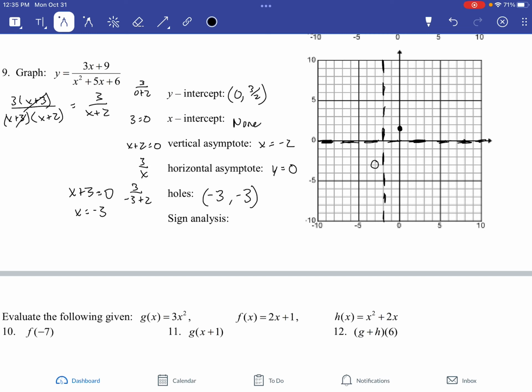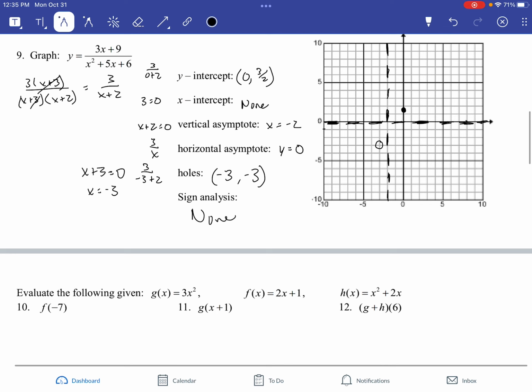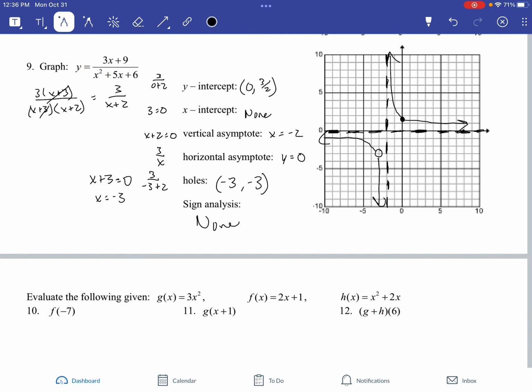And since we have a hole on either side of the vertical asymptote, we don't need a sign analysis. We just graph our line, again, making sure that we don't go through the hole. This is an important piece of information. If you do the test, you will get marked off. And that's number 3.